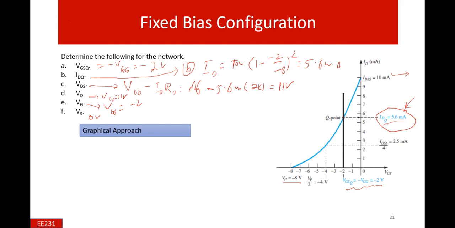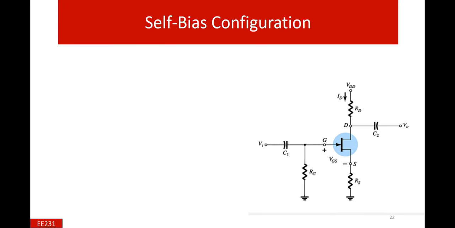So this is the fixed bias configuration, and the remaining configurations can also be covered. This is the self-biased configuration. Before going to some numerical discussion, let's review the self-biased configuration. This is a circuit. Again, this circuit is different from the previous one.